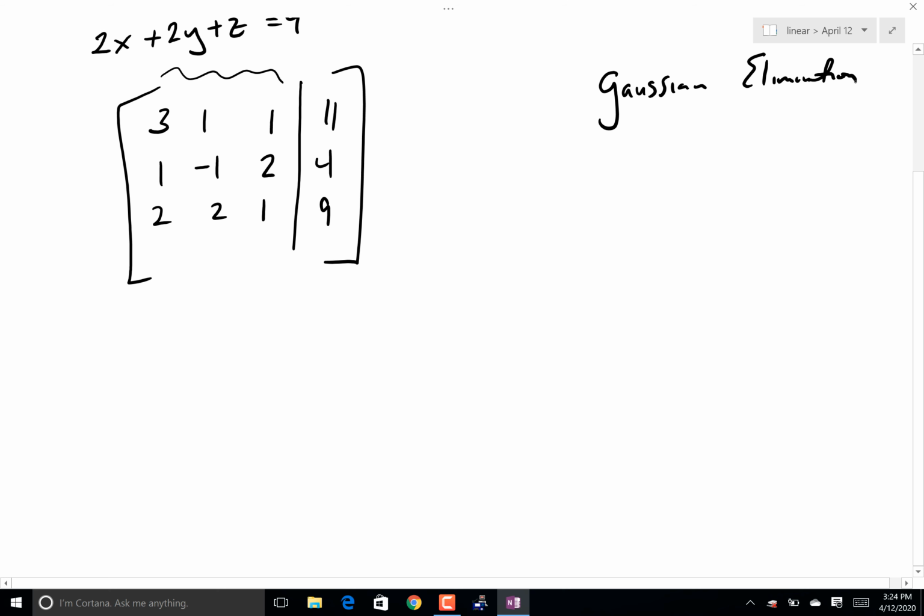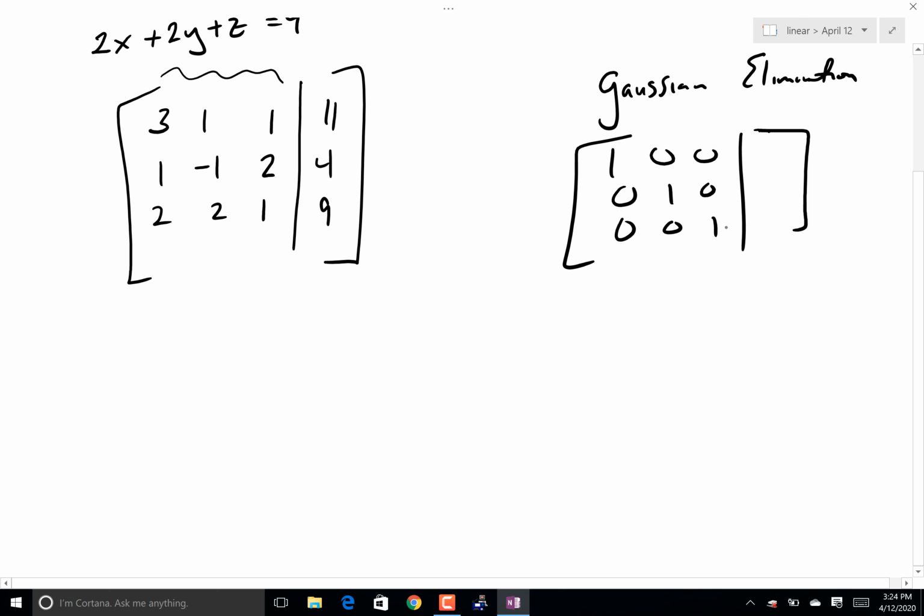The game we're looking for is this. When we're all done, I'll have 1x equals A, 1y equals B, and 1z equals C. That's what we're looking for when we're finished. We're looking for the identity matrix on this side. Now, how do we do that? Well, here's what you can do. You can multiply or divide any row by a constant. You can add rows or subtract rows.